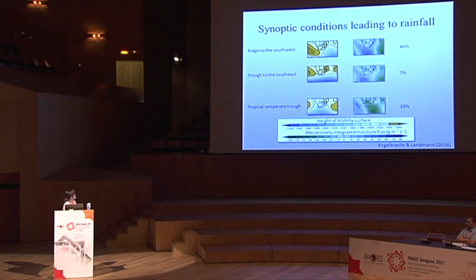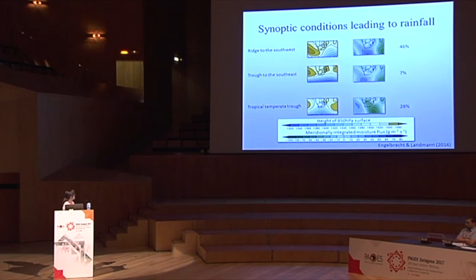There are 2 conditions here on the top, the ridges to the southwest and the troughs to the southeast, that are similar in that they have high pressure conditions towards the west or southwest of the country, and then a low pressure system towards the southeast. And that leads to northward advection of moisture from the ocean. These lead to 46% and 7% of rainfall on the south coast, respectively.